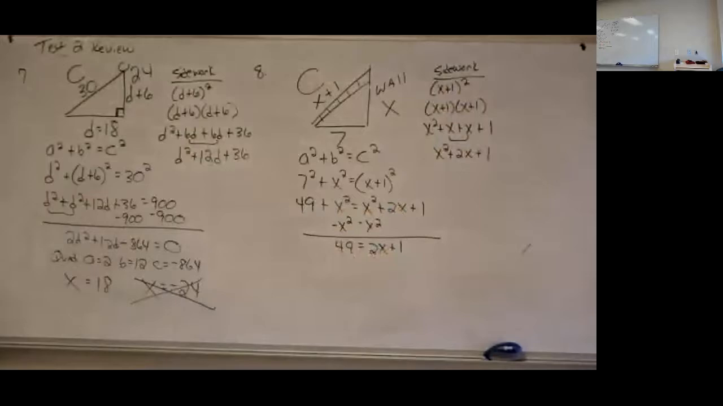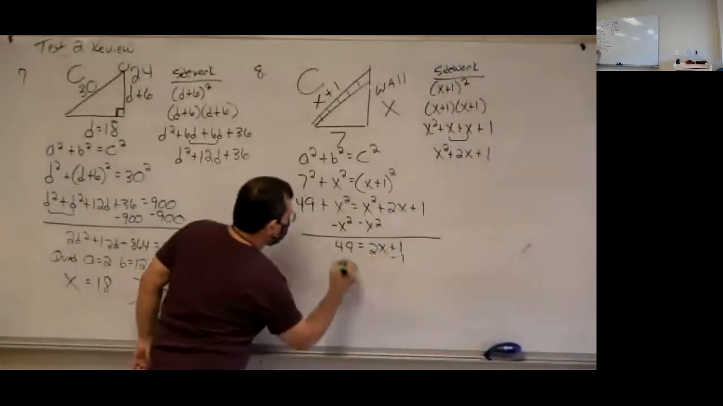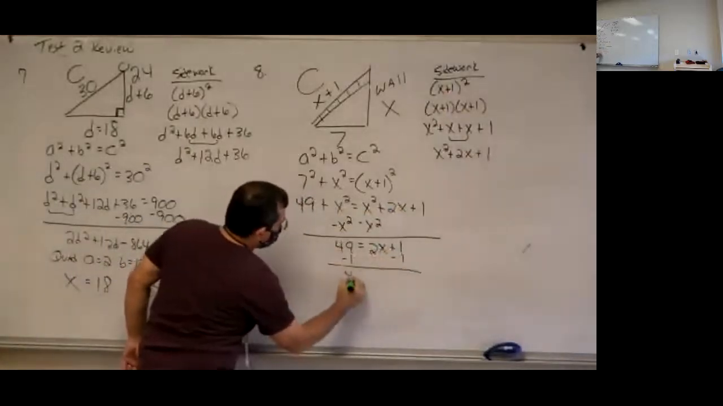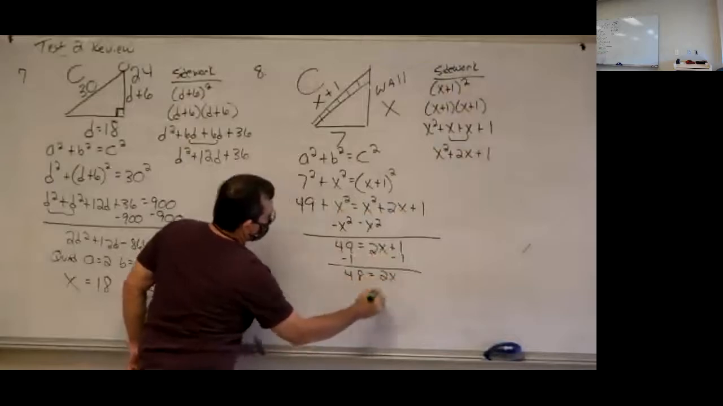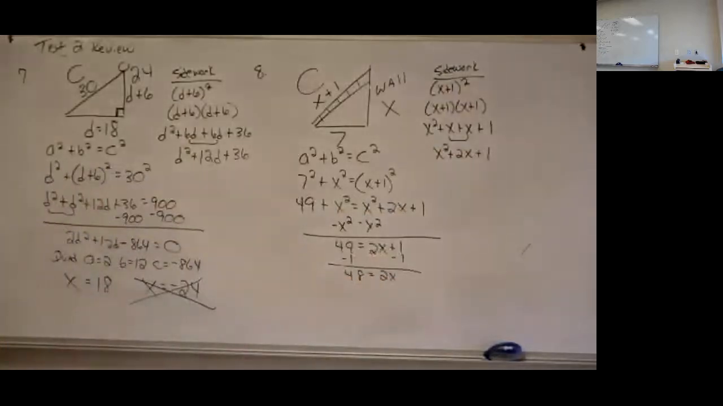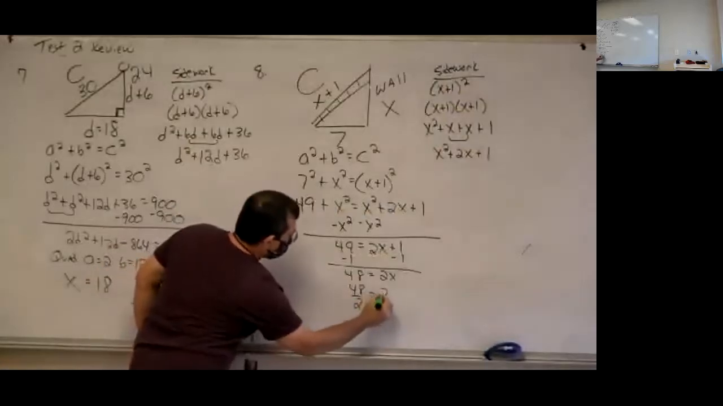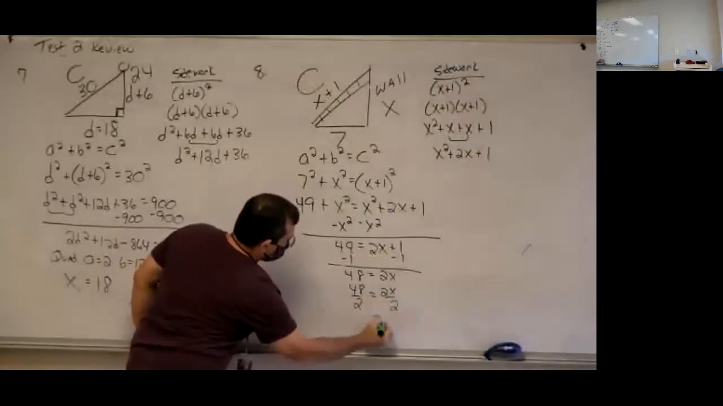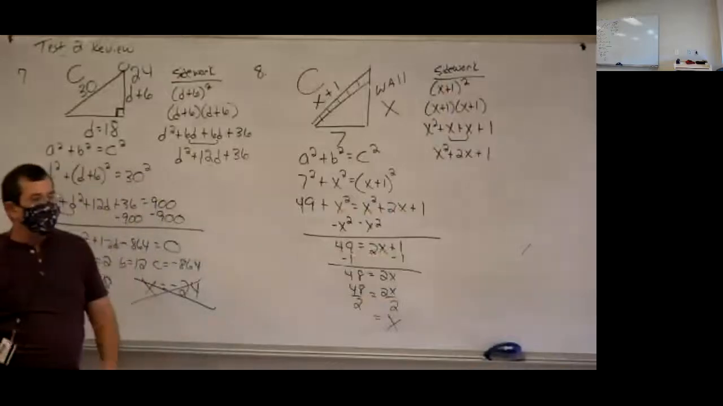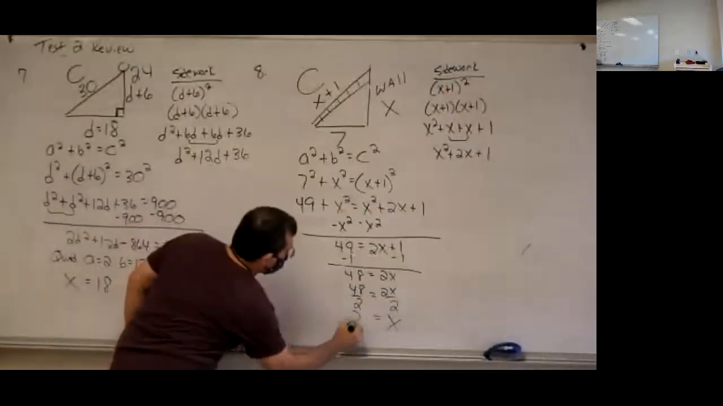So it looks like all we got to do is subtract that 1 and then divide this. So we'll subtract 1. So 48 equals 2x. And then divide by 2 and be done. So that's my x, and let's see, 48 divided by 2, 24.